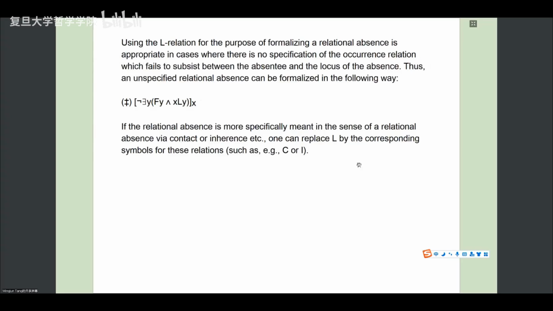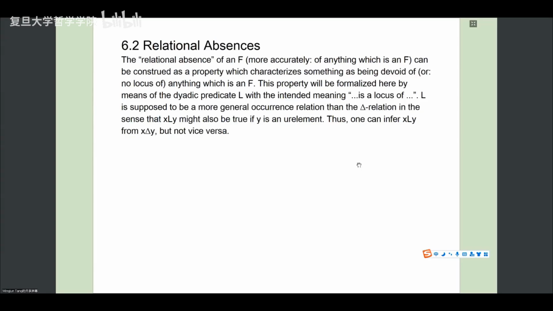Now, relational absence. What is this? The relational absence of an F, more accurately of anything which is an F, can be construed as a property which characterizes something as being devoid of or no locus of anything which is an F.